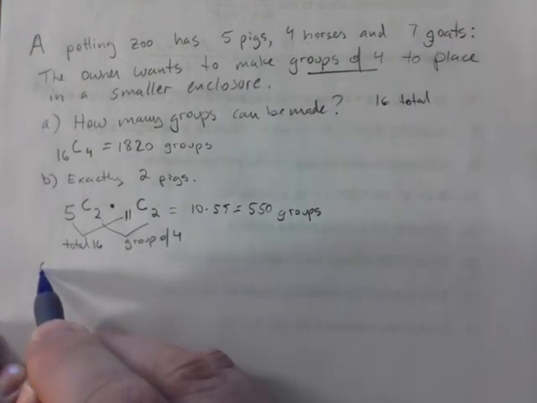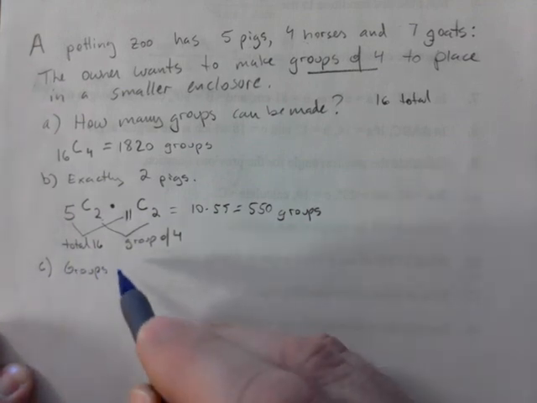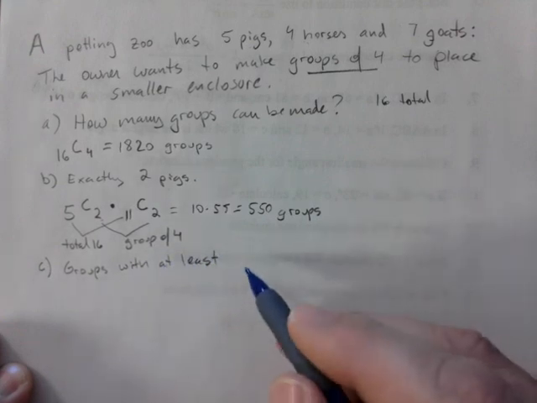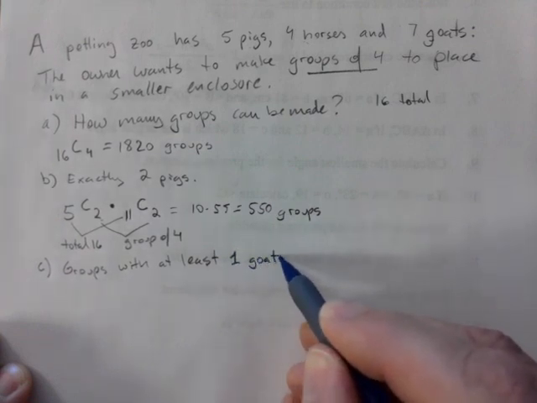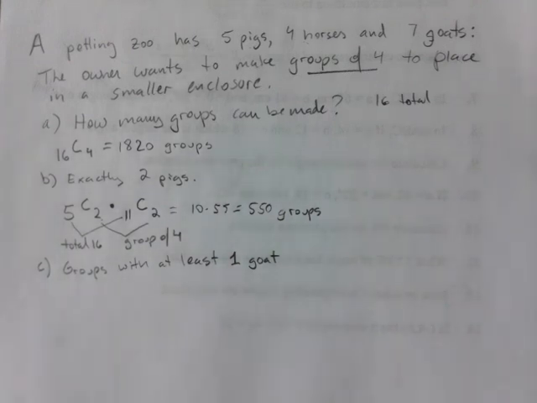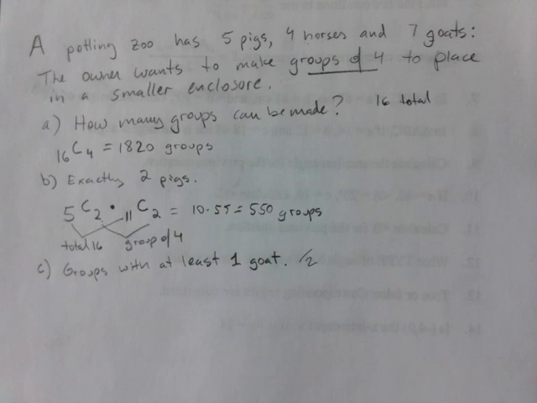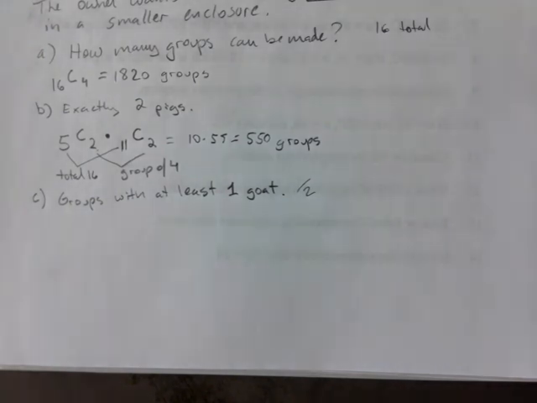Let's change it up now. Groups with at least 1 goat. This one is going to be worth 2 marks. If you see 2 marks, you're like, there's more than meets the eye there. Anybody willing to say how you would solve that?